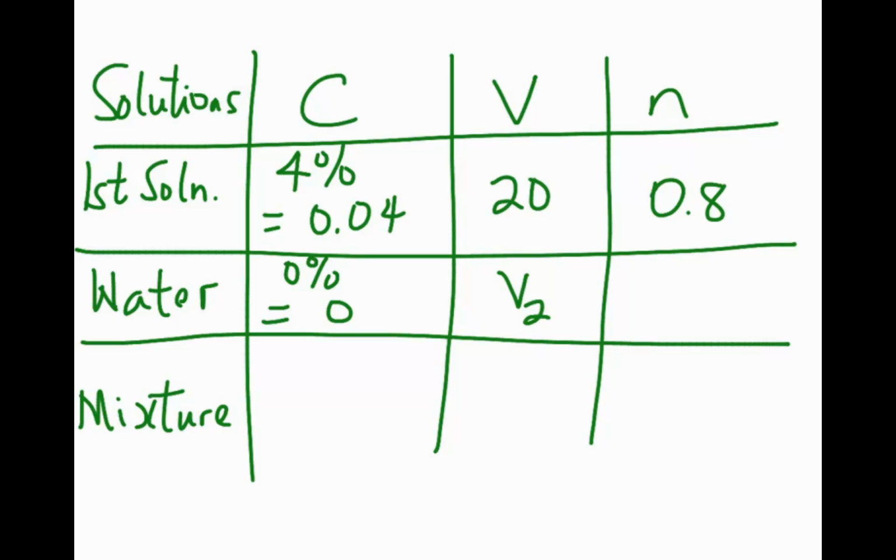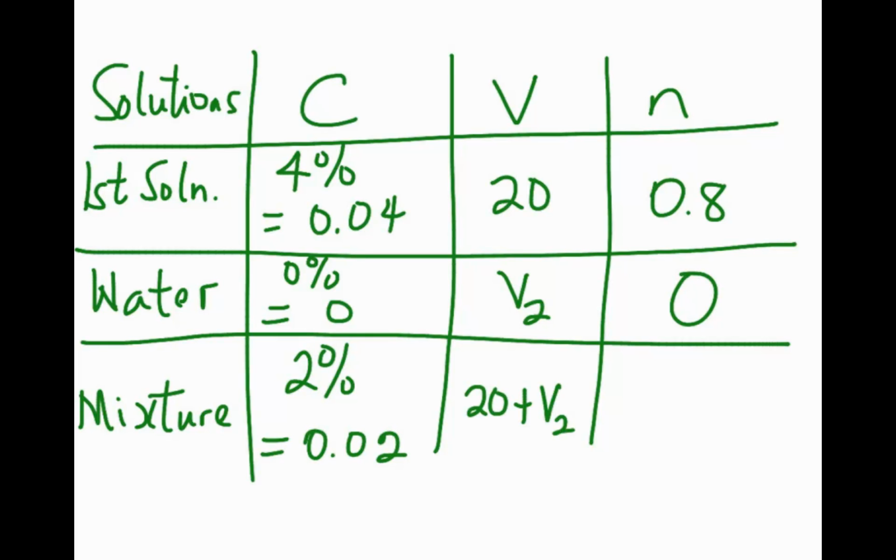So 0 times V2 is 0. And then the mixture is 2%. We want 2%, 0.02. And of course the volume is arithmetic. 20 plus V2. And then when you multiply this, it will give you 0.02 parenthesis 20 plus V2. Okay, so what do we have now?